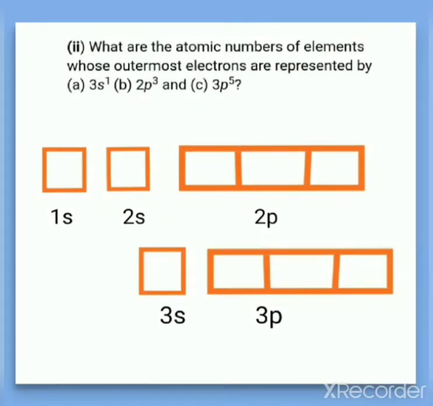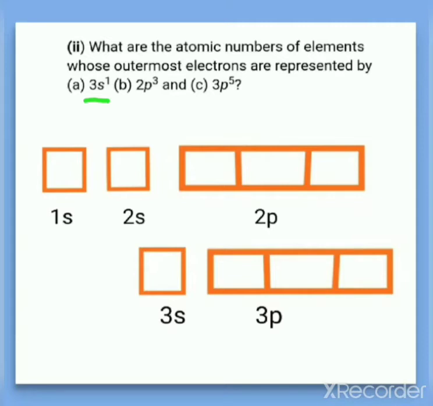Next question. What are the atomic numbers of the elements whose outermost electrons are represented like this? That means the outermost electron is given, and you need to identify the atom. First of all, let us do the first one, that is 3s1. So let us do 3s1.